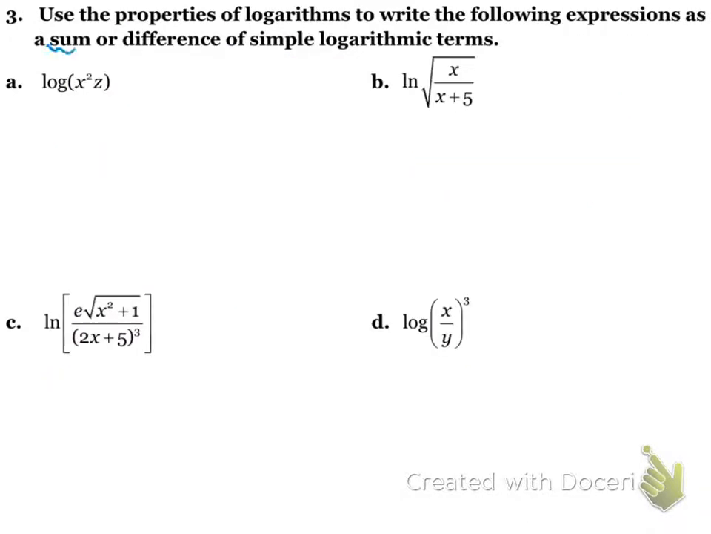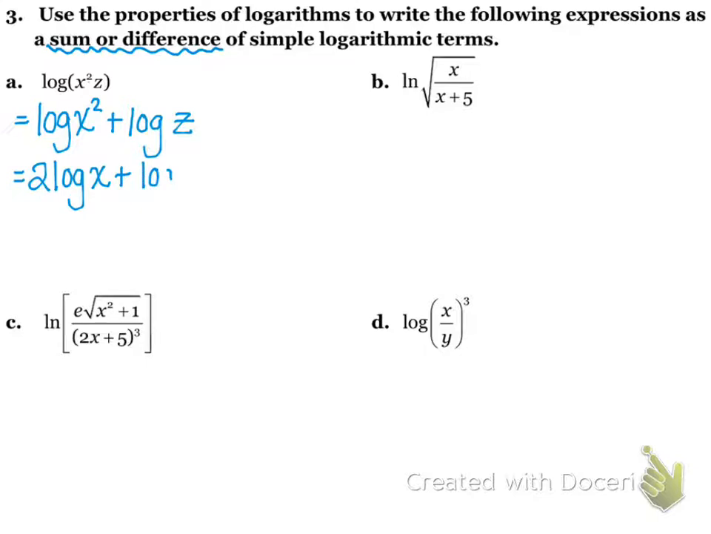So now we're going to write the logs as a sum and difference. You can either be asked to condense a log into writing it with one single log, or you can write a sum or difference of logs, which would be expanding it. For this first problem A, there's multiplication going on, so we're going to make it using the product property. So this would be log of x squared plus log of z. And then we have that exponent, so we do have to bring that down and write 2 log of x plus log of z.